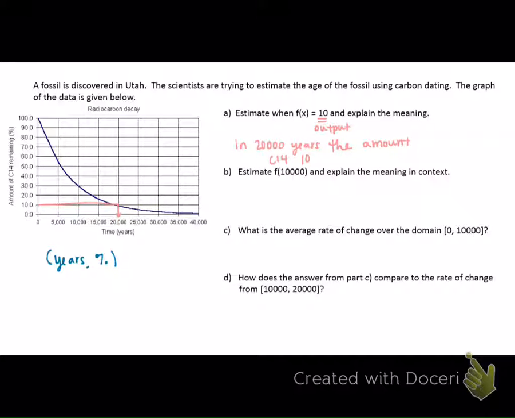Good. And it makes sense that it's 20,000 years because we're talking about a fossil here. We're not talking about somebody's age. We're talking about a fossil. Fossils take a while to fossilize, probably. I don't really know. I'm not one of those people that dig up fossils, although that would be a cool job.